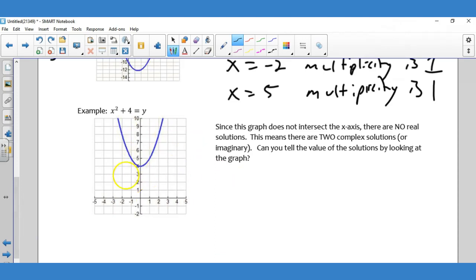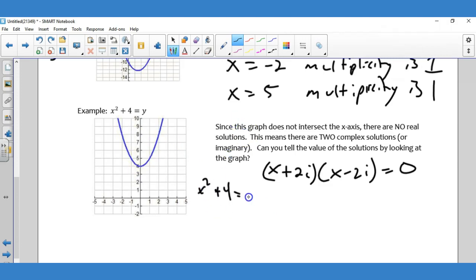This one right here. If you factor this, the sum of two squares, you get x plus 2i and x minus 2i. Well, see how this doesn't go through the x-axis? That means the zeros are imaginary. So what you would do is just set this equal to 0.